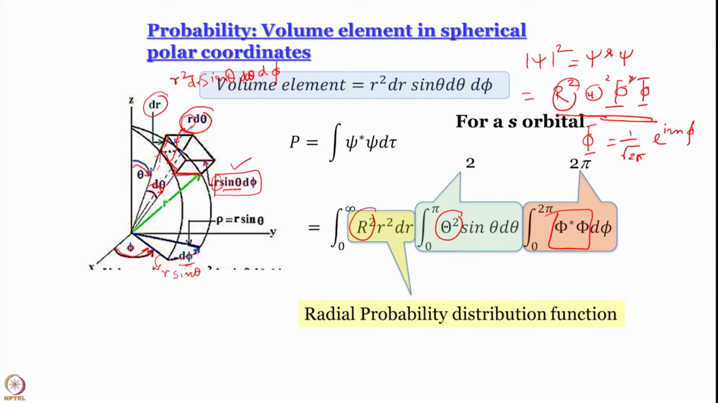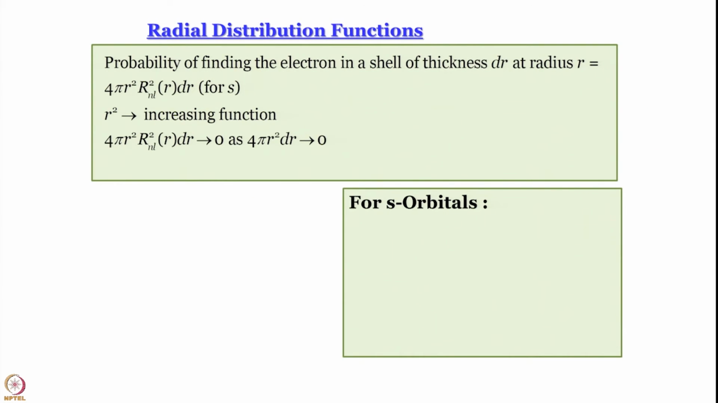So, for an s orbital, the radial probability distribution function that we work with is 4 pi square multiplied by capital R square into r square dr. For others, we just work with capital R square into r square dr. This part you can study from some basic book like Atkins Physical Chemistry. Okay. So, now what we want to do is find the probability of finding the electron in a shell of thickness dr at radius r. This is what it boils down to.